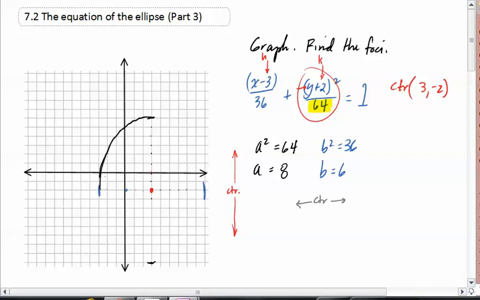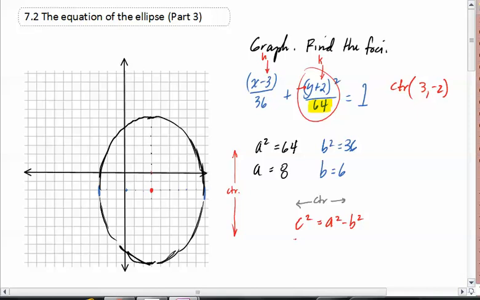Then we're going to find our foci, whatever you want to say. Actually, I did find out you could say it either way. I say foci for some reason. Okay, so it looks kind of like a circle, but it's not. It's a little longer vertically. So let's find the foci. So c squared is equal to a squared minus b squared.